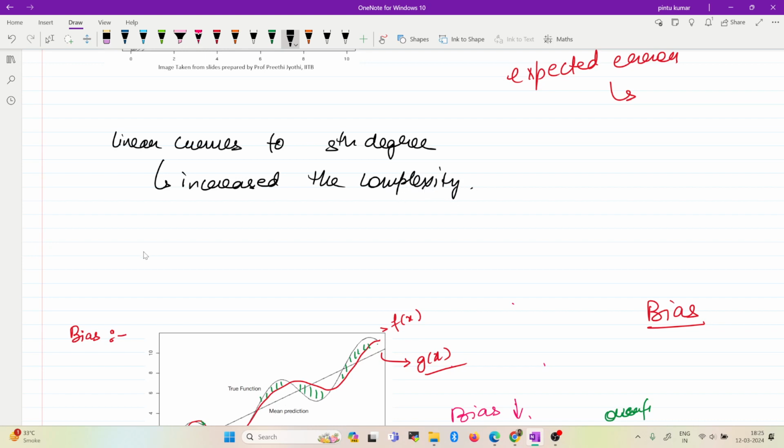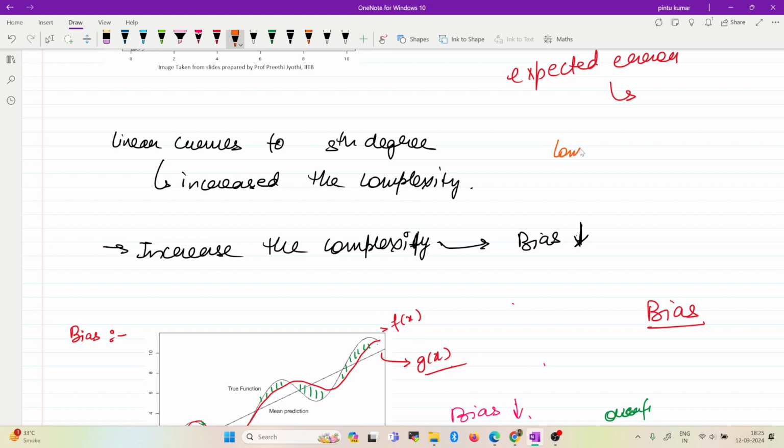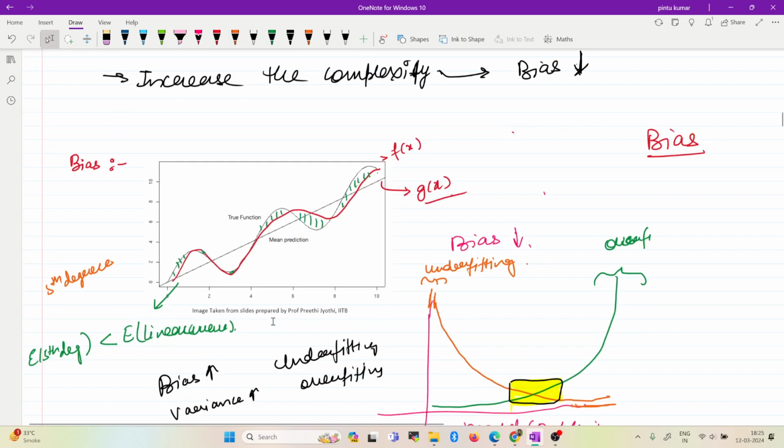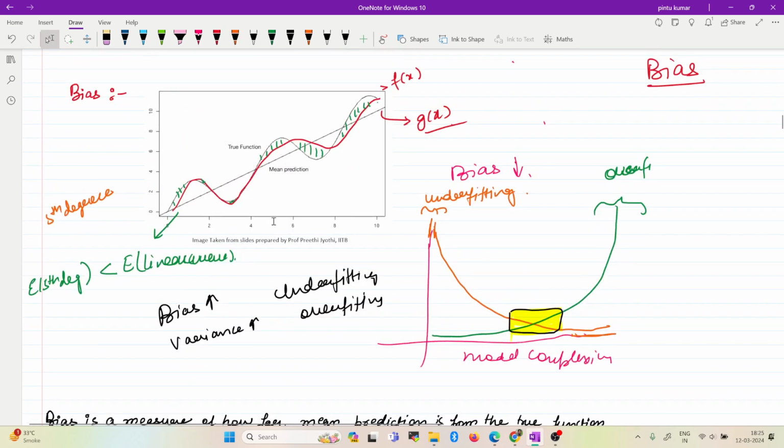So what I'm trying to say is, if you increase the complexity, what does that mean? Increasing complexity means your bias will decrease. So as your complexity increases, your bias decreases. And what is underfitting and overfitting?